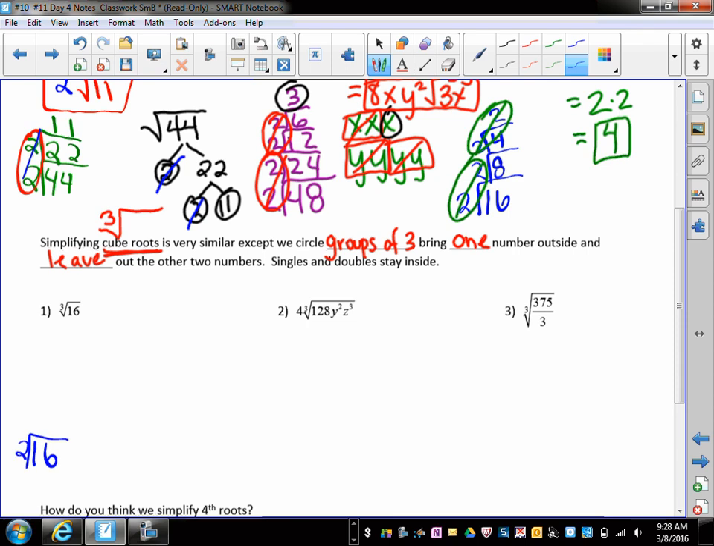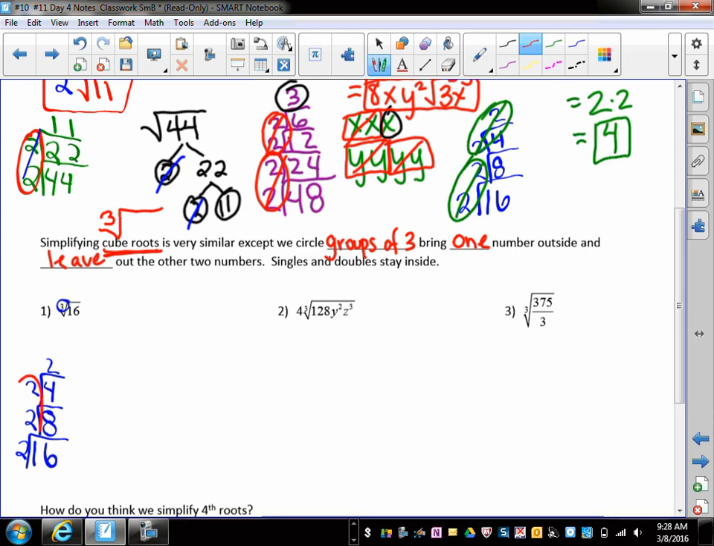Alright, it's an even number, so we divide by 2. How many times does 2 go into 16? Good. Divide by 2. How many times does 2 go into 8? Good. Divide by 2. Alright, so again, the difference now is we need 3 of a kind. My index is 3, so I need 3 of a kind.